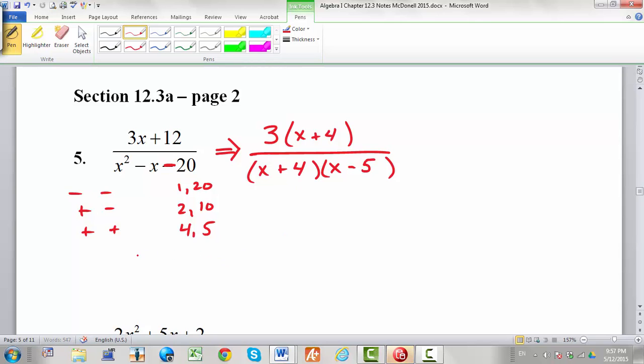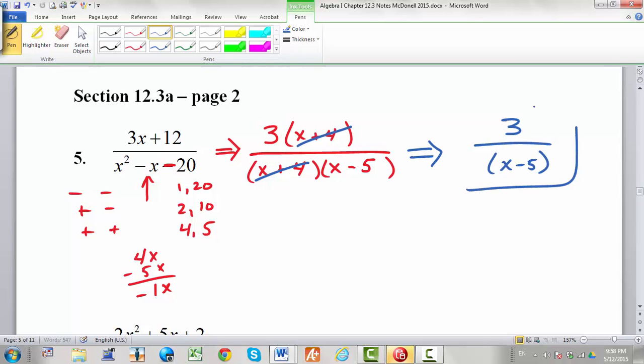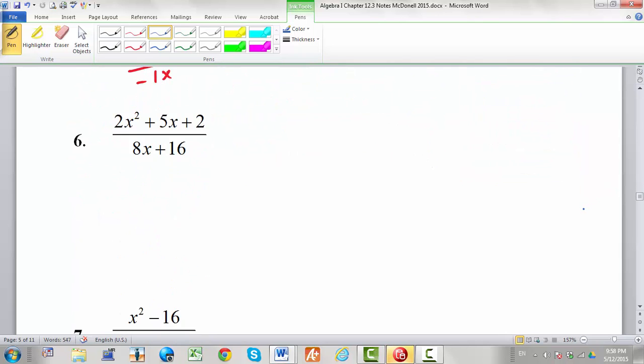We're going to check this with OI and realize that 4x minus 5x is negative 1x, and that matches with our negative 1x that we have right up there. Now we go to the canceling stage, now that we've factored it. The x plus 4's cancel. That's going to take us to our final answer of 3 over x minus 5. Remember, the only thing that cancels is factors. Let's look at our next one.